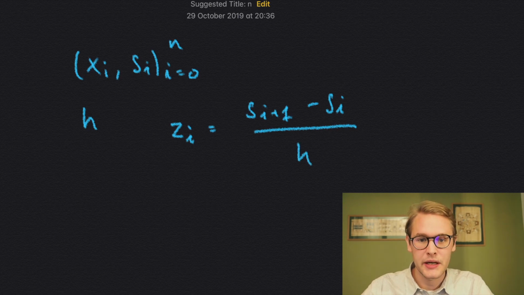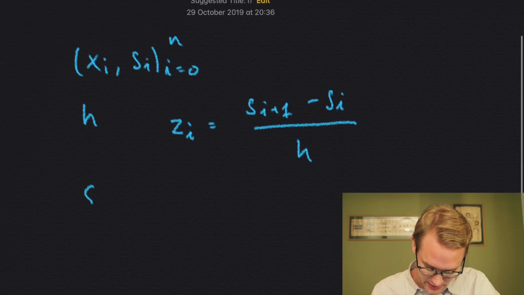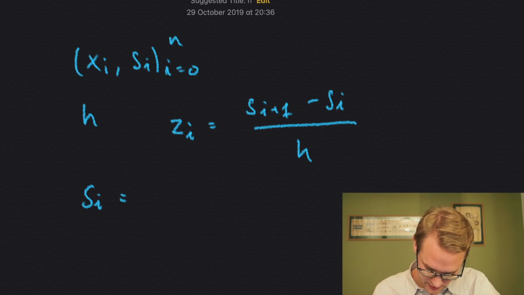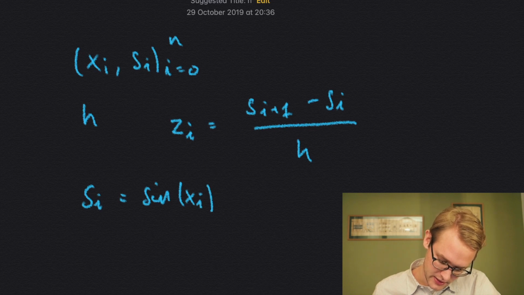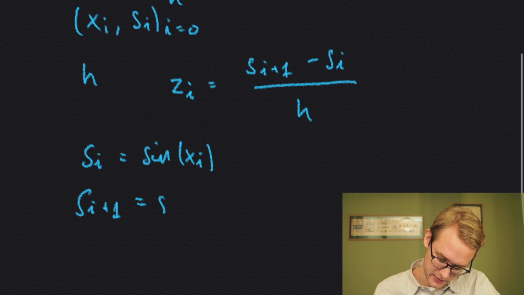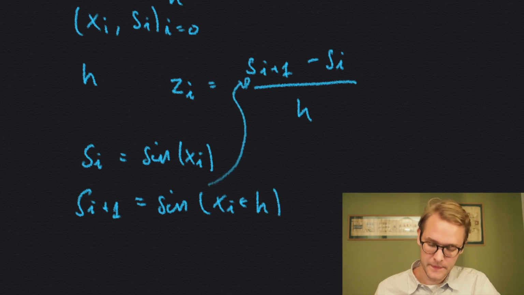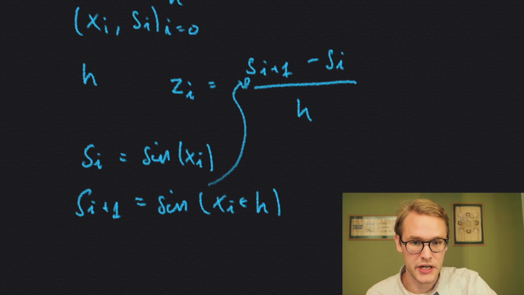And you can check if this is correct, because when you think about it, the si is defined as the function that we had, or this is the sine we're dealing with right now, so we might as well write that down at every point xi. So s i plus 1 would be equal to sine of xi plus h, which is what we have there. So it all works out.